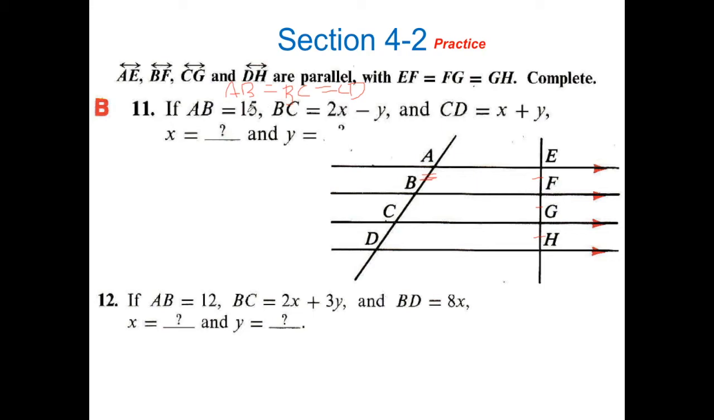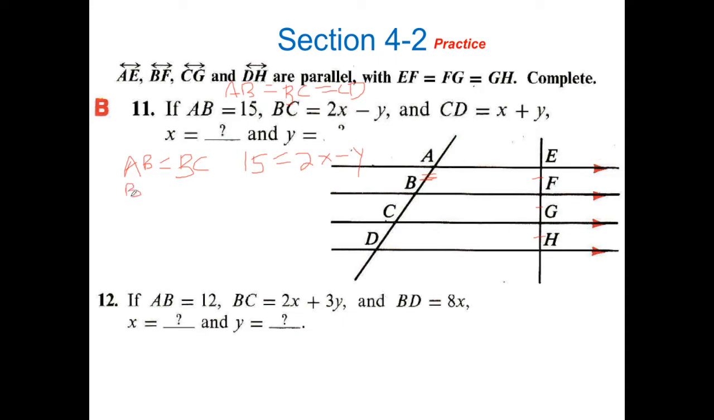We can set up basically an equation here. Let's do the first one. We can do AB equals BC. So AB equals BC, which means that 15 equals 2x minus y. Okay, that's one equation. Oh, interesting here. I see what they're doing here. I see what they're doing to us.